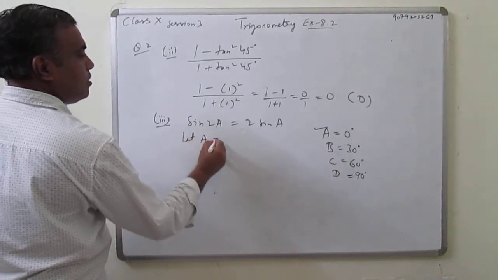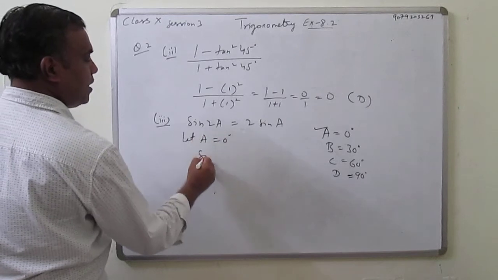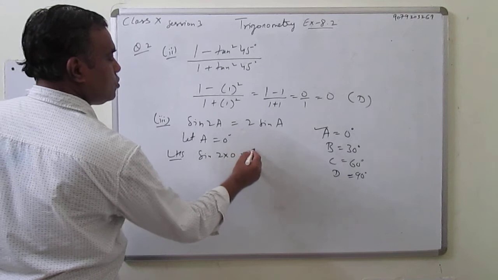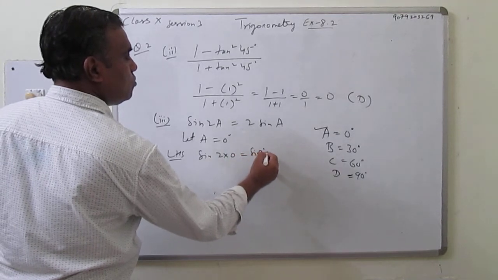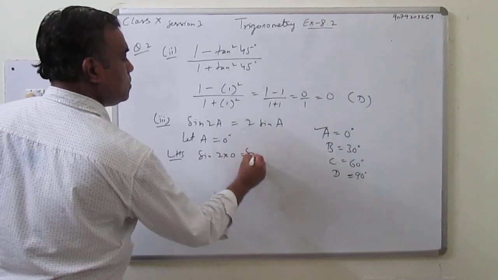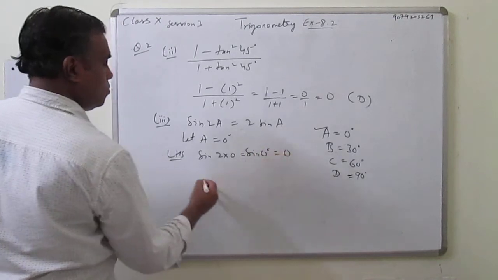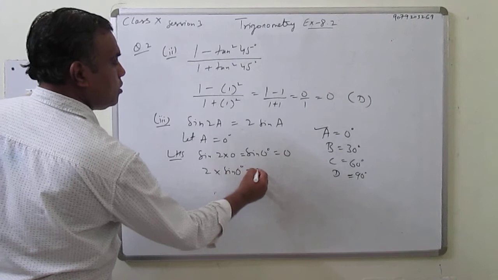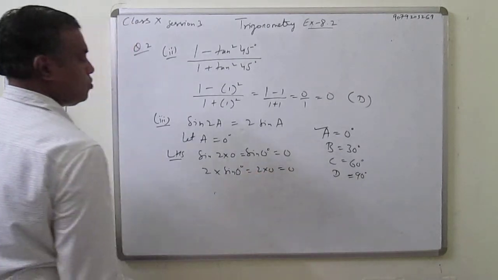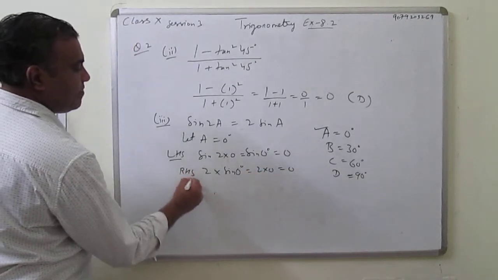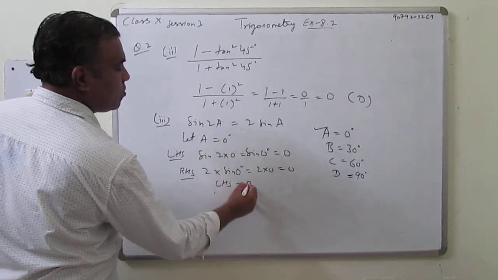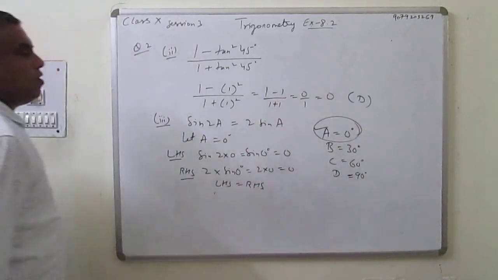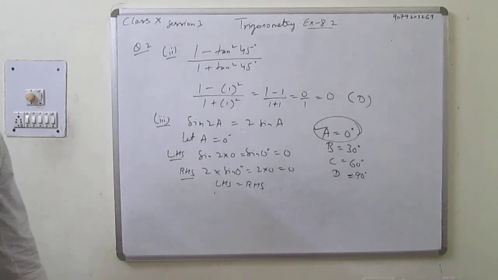Let a is equal to 0 degree. So left hand side sine 2 into 0 is equal to sine 0 is equal to 0. Right hand side, 2 into sine 0 is equal to 2 into 0 is equal to 0. Left hand side and right hand side are equal only in option A.